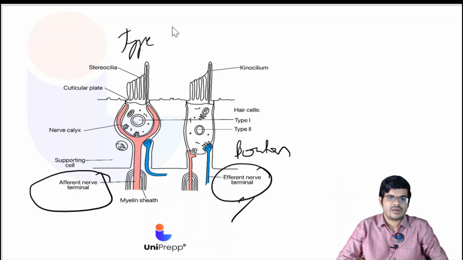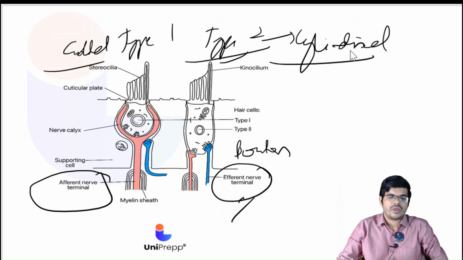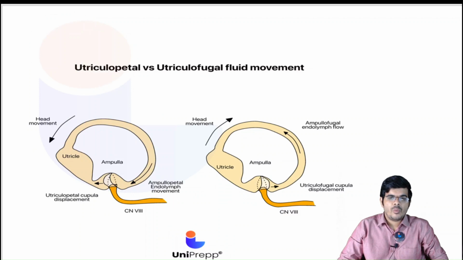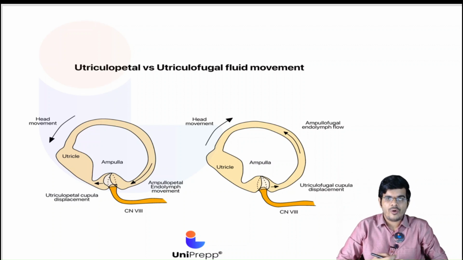Okay, this is the type 1 and type 2. Type 1 is goblet shaped and type 2 is cylindrical in shape. So that's about the type 1 and type 2 hair cells. And when they move, what happens? With the movement, the hair cells are also moving either towards the utricle or away from the utricle. Utriculopetal movement is also known as ampullopetal movement, because ampulla are seen towards the utricle, right? And ampullofugal movements are also known as utriculofugal movements.